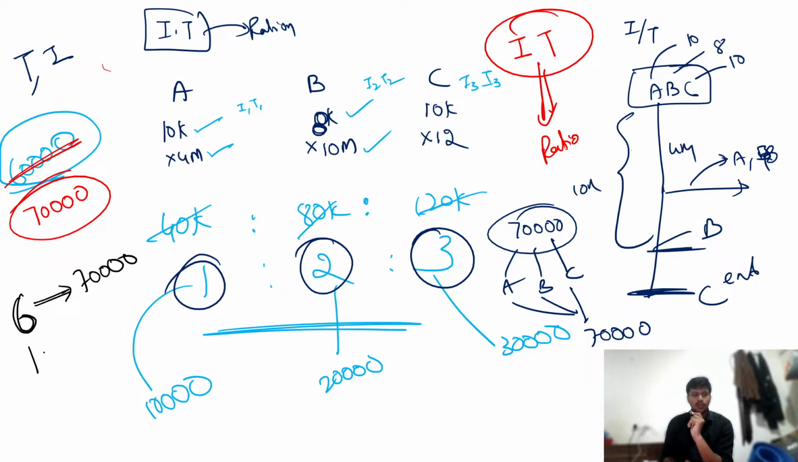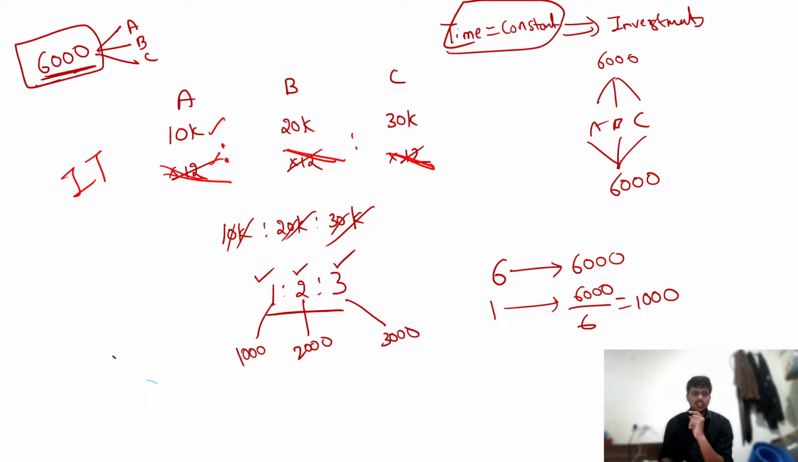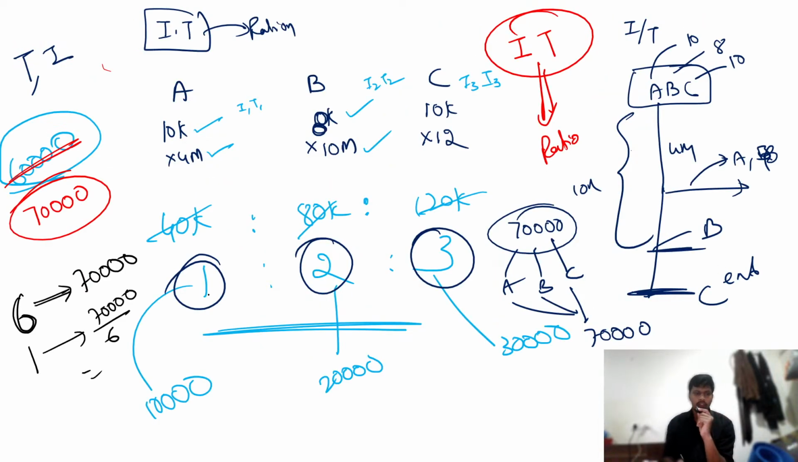Then what will happen to 1 part value? That is 70,000 by 6. How much are you going to get? Let us see here. If you do 70,000 by 6, you are going to get 11,666.66. That is one part value. That means you have to give 11,666.66 to A.